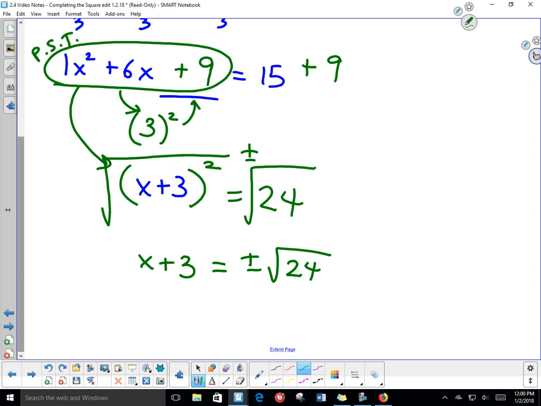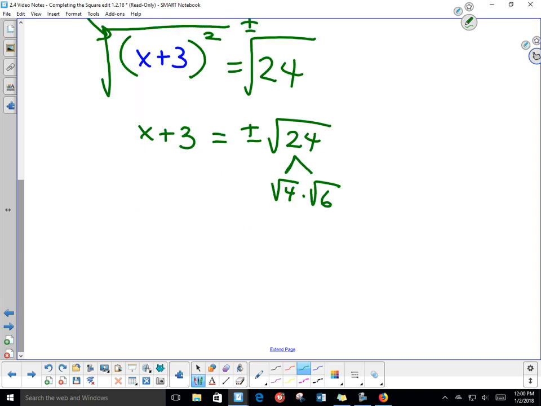All right, and you could simplify that square root of 24, because square root of 24 could be split up into square root of 4 times square root of 6. So that would be 2 times the square root of 6. Don't forget, that's plus or minus. And it was x plus 3 equals plus or minus 2 root 6.